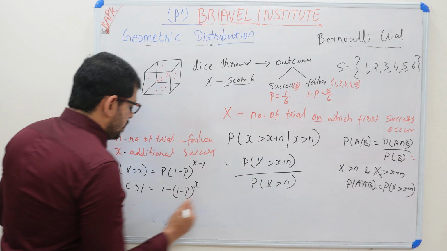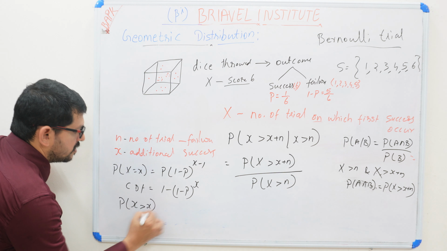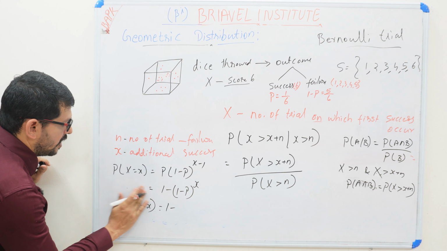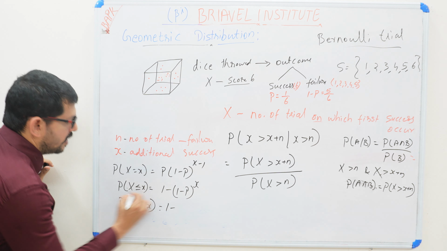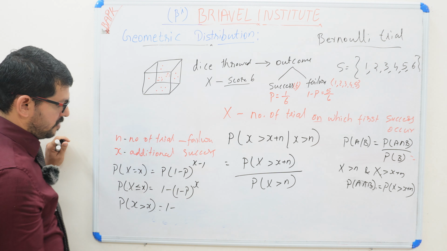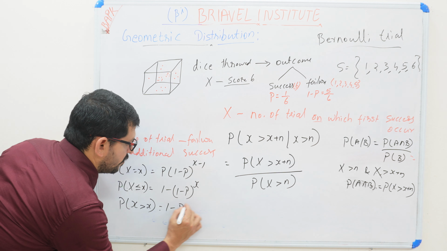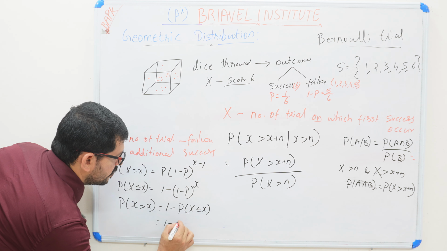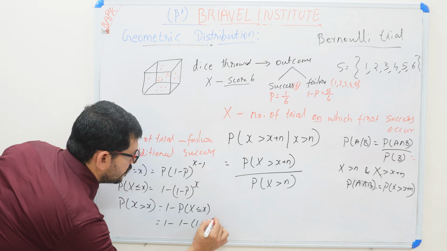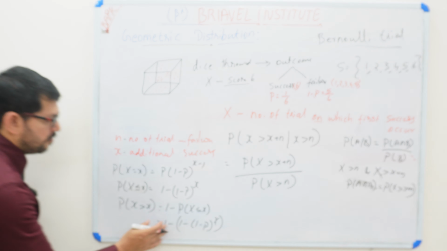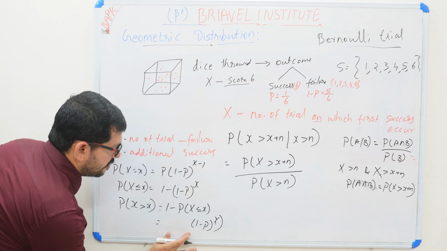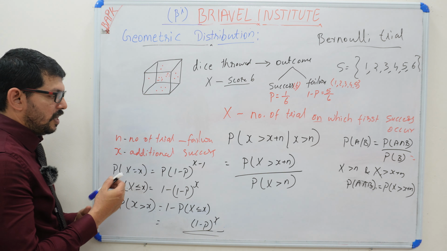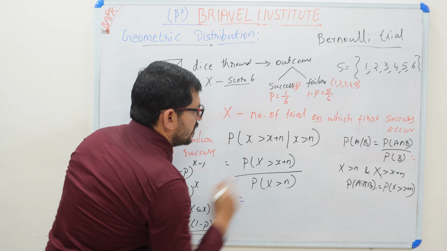So here in this case, the probability of S greater than x is 1 minus the probability of S less than or equal to x. The cumulative distribution is the probability of S less than or equal to x, which is 1 minus (1 minus p) raised to x. So S greater than x means 1 minus that, and taking the 1 minus inside, it becomes (1 minus p) raised to x. So the formula becomes the probability of S greater than x plus n.